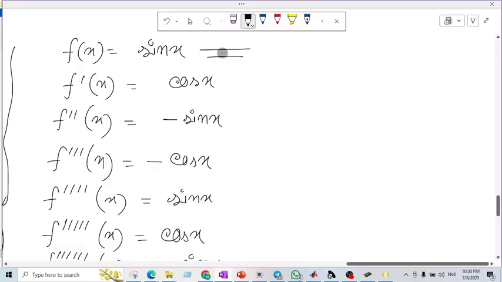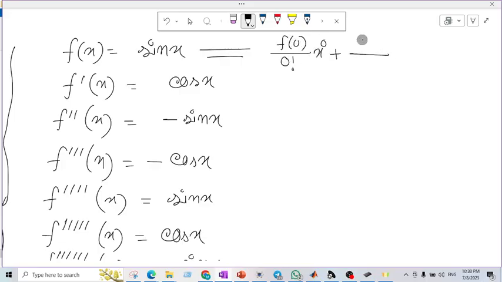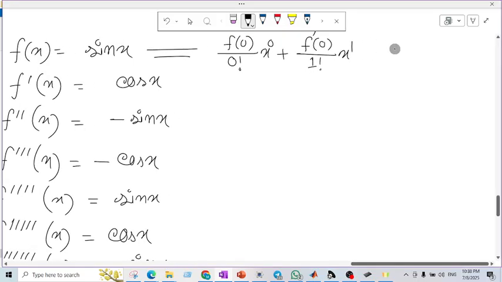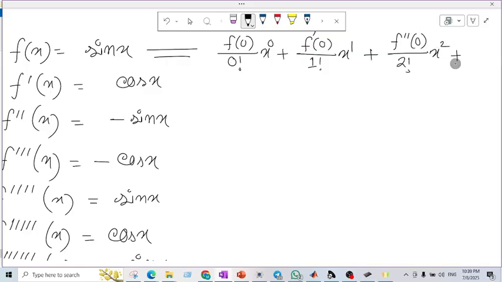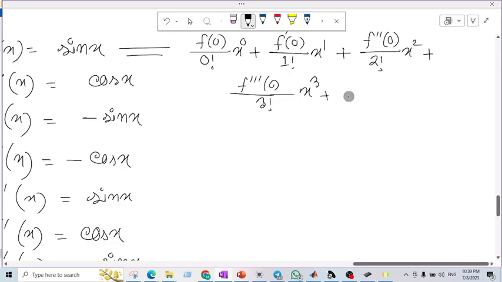I can write sin x is equal to f of 0 by 0 factorial x to the power 0, then f prime 0 by 1 factorial x to the power 1, then f prime prime 0 by 2 factorial x squared, then f triple prime 0 by 3 factorial x cubed. If I need more, I will write it later.